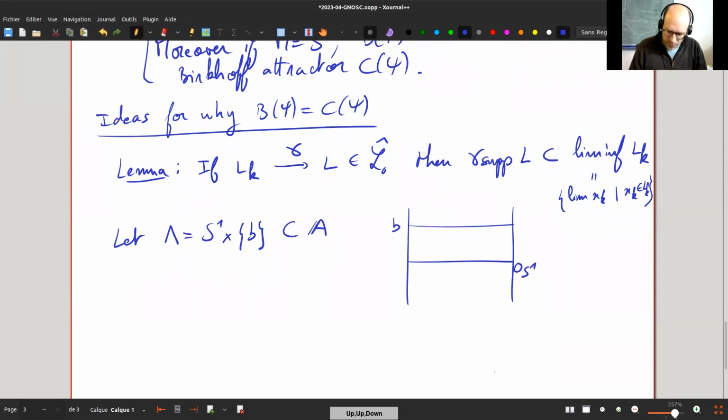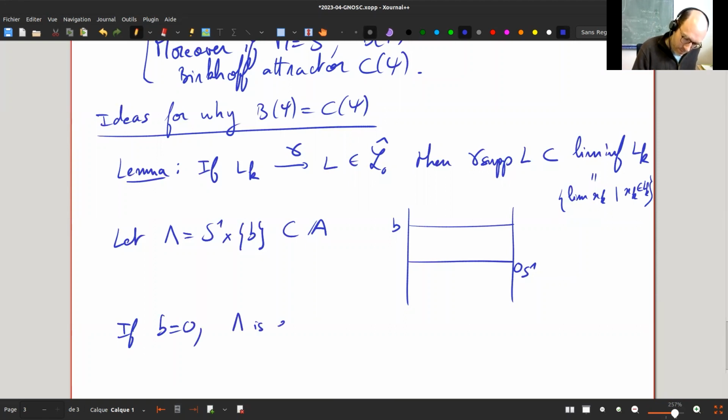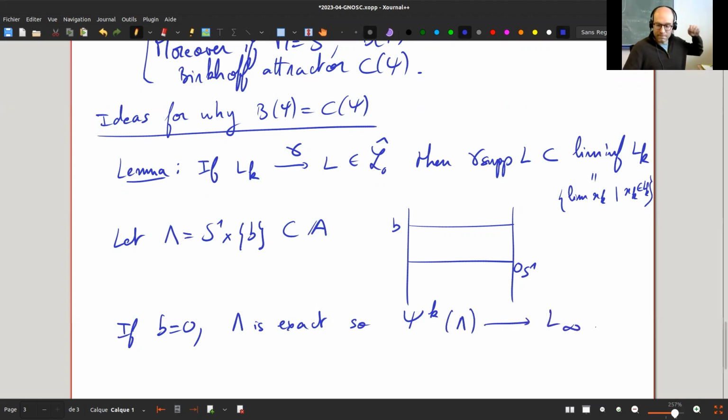And now if B equals 0, then it's easy because lambda is exact. It's the zero section. And so we know by the fixed point theorem that psi k of lambda converges to L infinity, the gamma metric. At this point I don't deduce anything, but we have this fact at least when B equals 0.